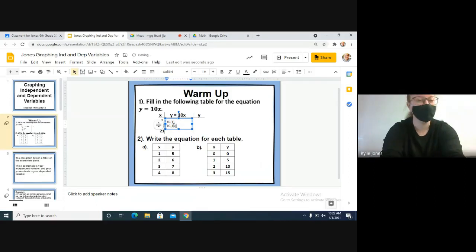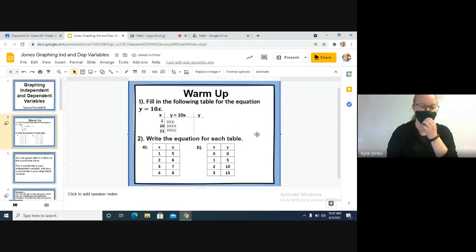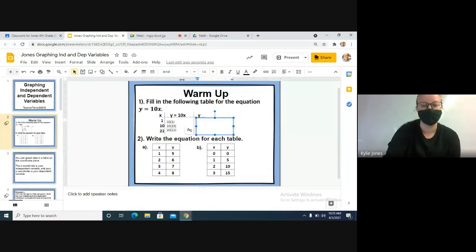10 times 10. And then finally, 10 times, what's our last one down there? 21. Okay. So we have all of our things. We just need to solve now. So we plugged in our x's and we need to figure out what y equals in this case. So let's start with the first one. I'm going to make this a little bit bigger.